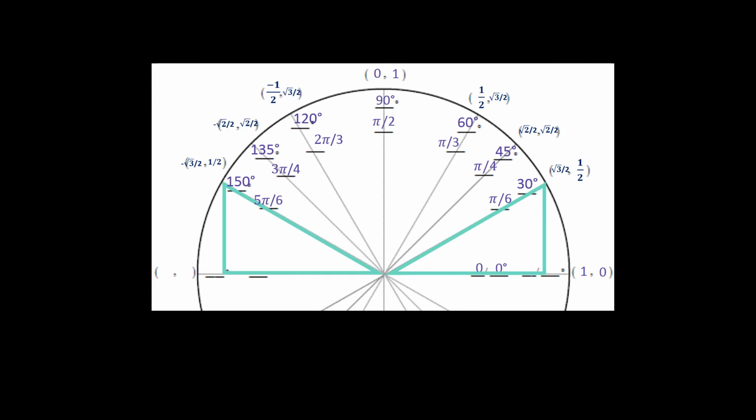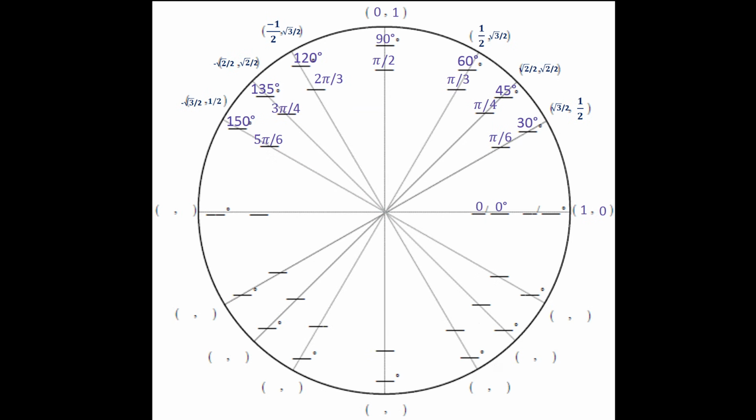The last empty angle in the second quadrant is 180 degrees or pi radians. The x-coordinate is -1 because it moves left horizontally, and the y value is 0 because it does not move vertically at all.